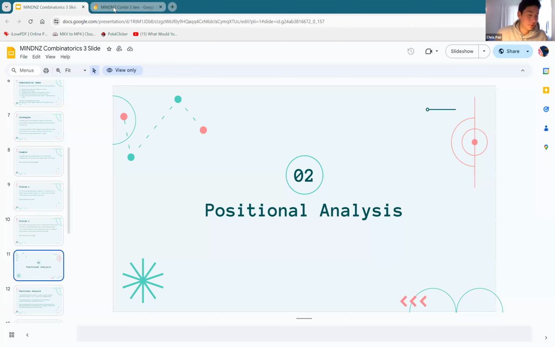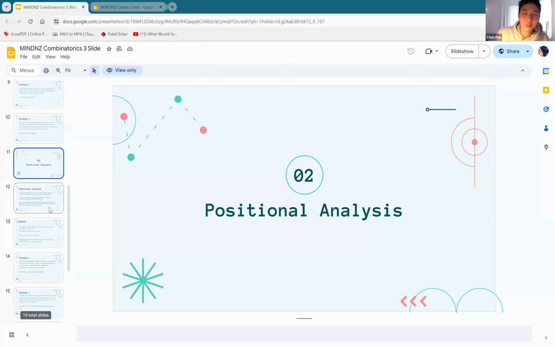Those are pretty cool, right? Symmetry is very good, and pairing up moves is very good. Okay, cool. Let's move on to our second chapter here, positional analysis.